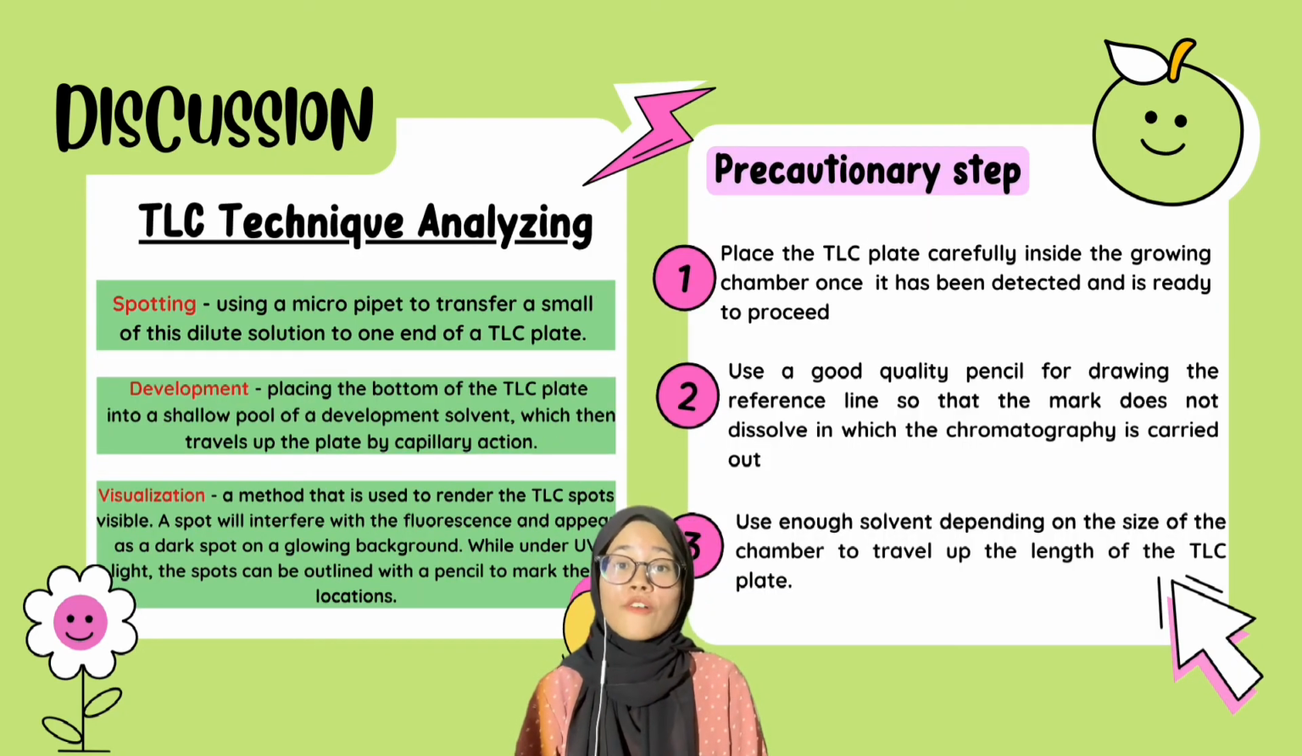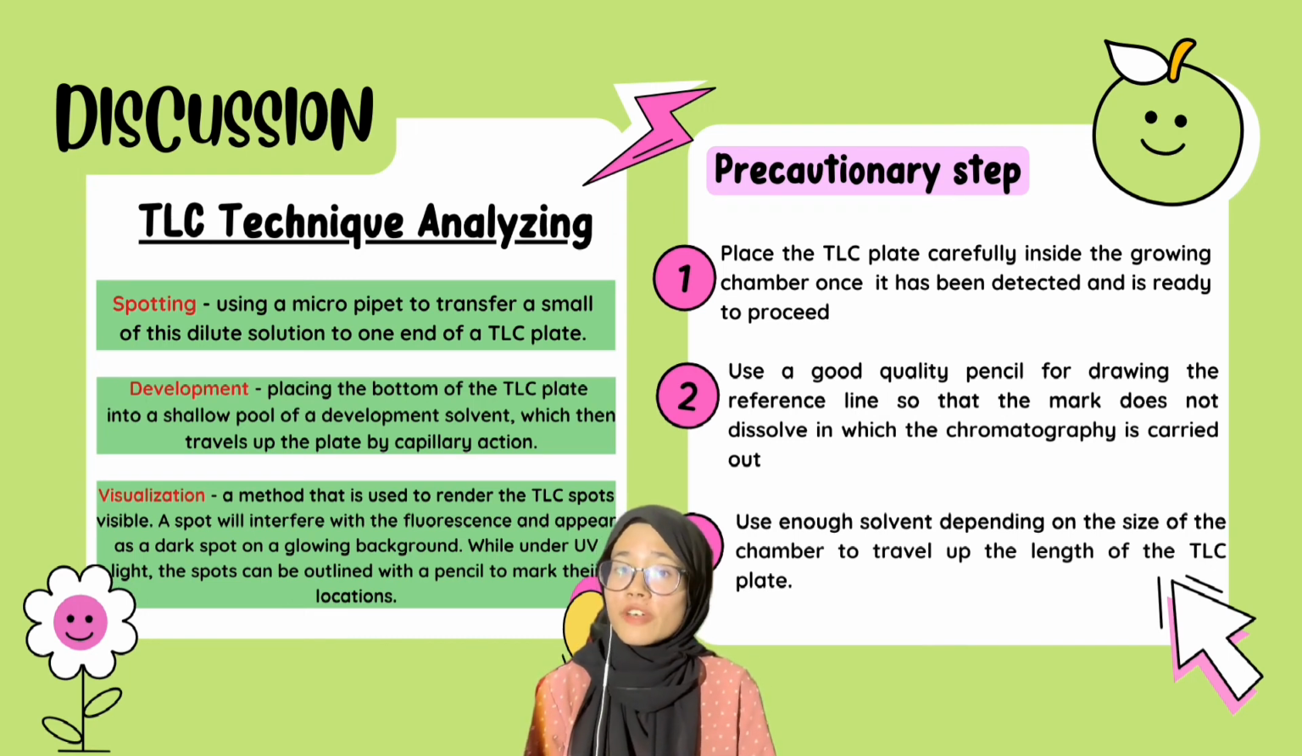In addition, TLC consists of 3 steps, which are spotting, development, and visualization. First, spotting. Spotting consists of using a micropipette to transfer a small amount of this dilute solution to one end of a TLC plate. In this case, a thin layer of powdered silica gel has been coated onto a plastic sheet. The spotting solvent quickly evaporates and leaves behind a small spot of the material.